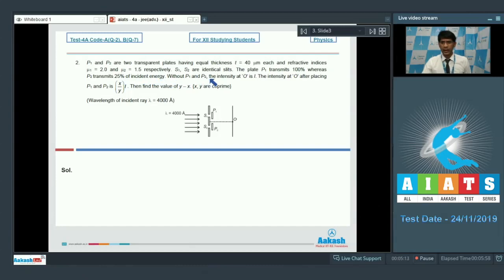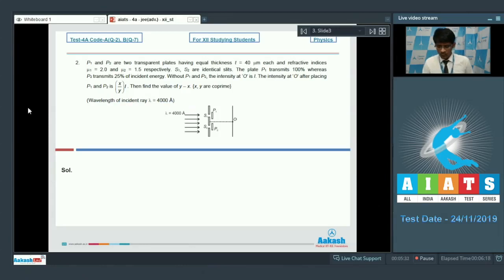Without P1 and P2, the intensity at O is I. The intensity at O after placing P1 and P2 is x divided by y times I. Then find the value of y minus x given x and y are co-prime. The wavelength of the incident light being lambda is equal to 4000 angstrom.